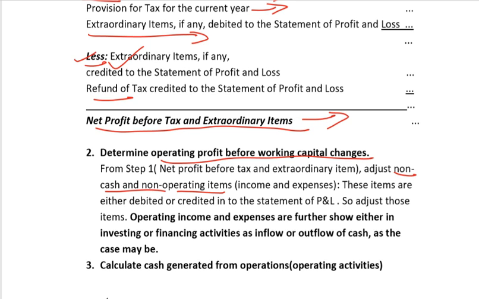Non-cash means depreciation, amortization, like that. That's no cash flow. Those items we have already deducted, so add back that one. Okay. And next one, what is the non-operating item?